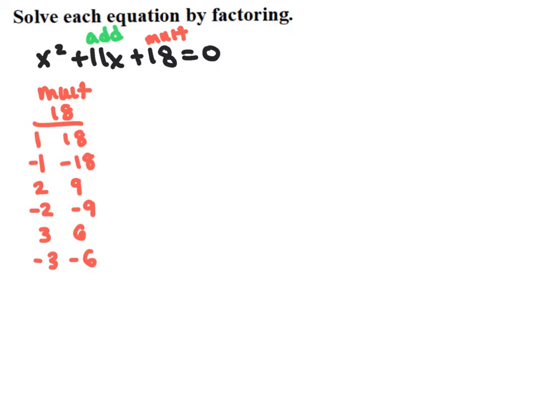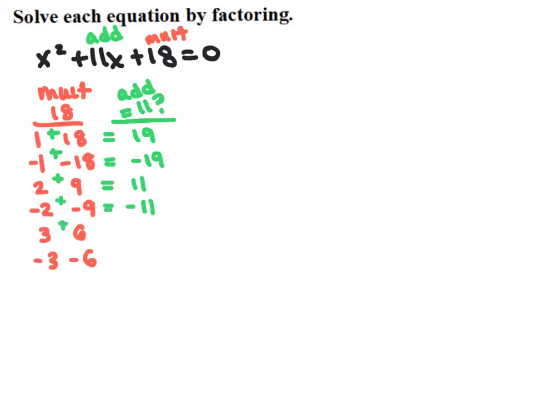So now I add each pair to check which set adds to equal 11. If we do 1 plus 18, that would give us 19. -1 plus -18 equals -19. 2 plus 9 equals 11. -2 and -9 equals -11. 3 plus 6 would give us 9. And -3 plus -6 would equal -9.